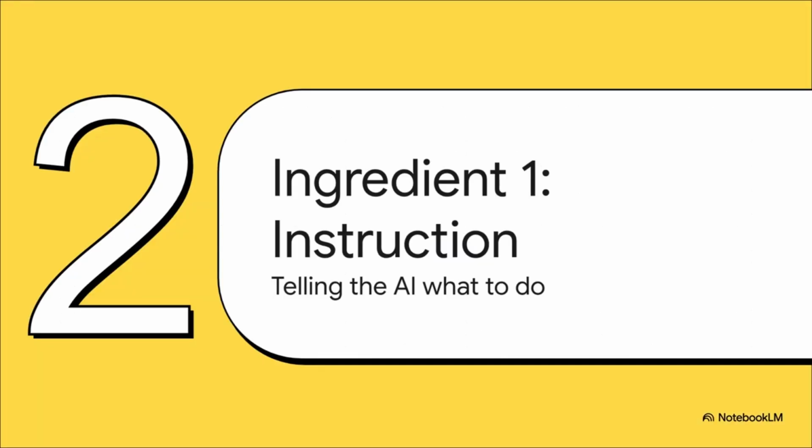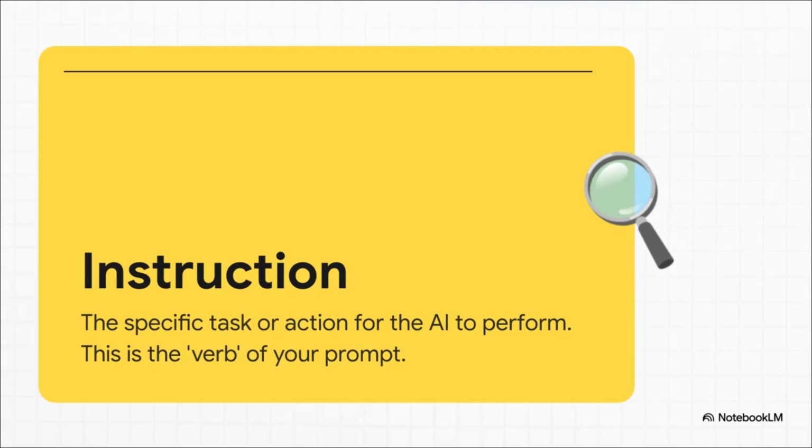Ingredient number one, the instruction. This is the absolute core of your prompt. It tells the AI exactly what you want it to do. You can think of it as the verb of your request, right? Words like summarize, explain, translate, write, etc. It's like giving your friend directions: you wouldn't just mumble "the store," would you? No, you would say, drive two blocks and turn left.